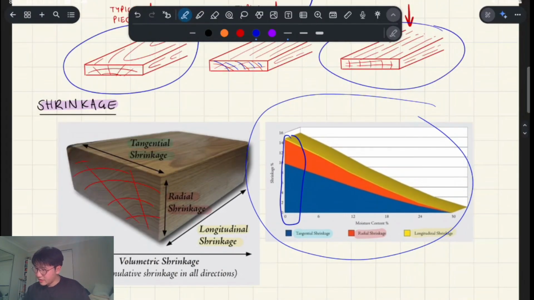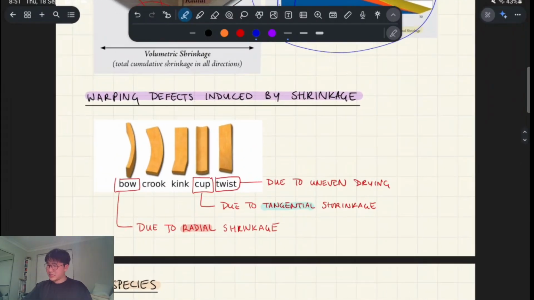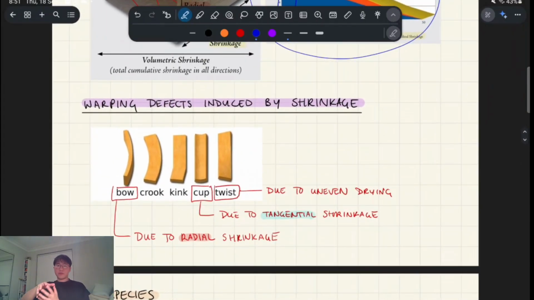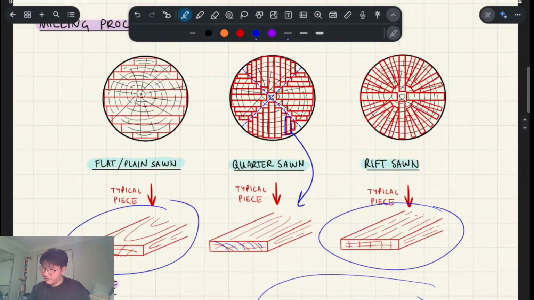Yeah, so this leads to warping defects induced by shrinkage, right? So cupping will especially happen the most when you have this flat sawn piece of wood, right?